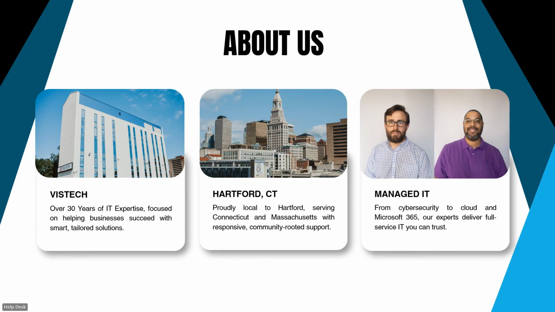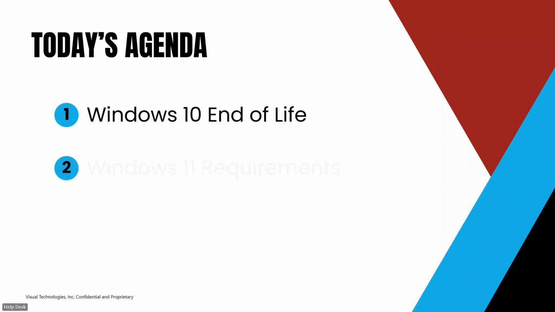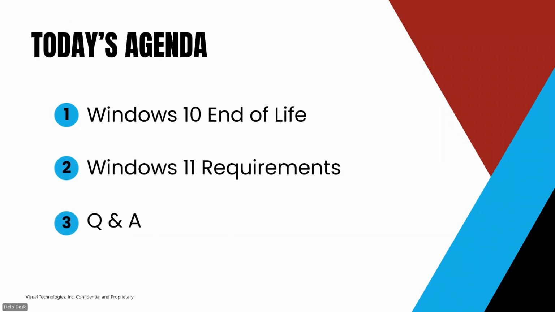So that being said, we wanted to go over today's agenda. Today we're going to step through three different things. We're going to start off with the Windows 10 end of life and explain what that actually means and why it's happening. Once we get through that, we're going to walk through the requirements for computers to be compatible with Windows 11. There are some specifics there that are a little bit technical that we will cover just to make sure that you are all up to speed as to what your computers need to be Windows 11 compatible. And then finally, we'll get into that Q&A session at the end.